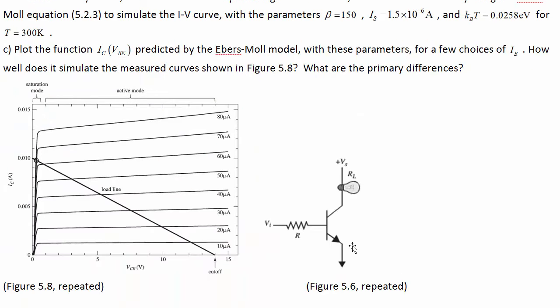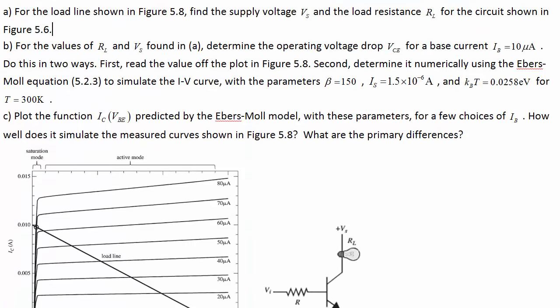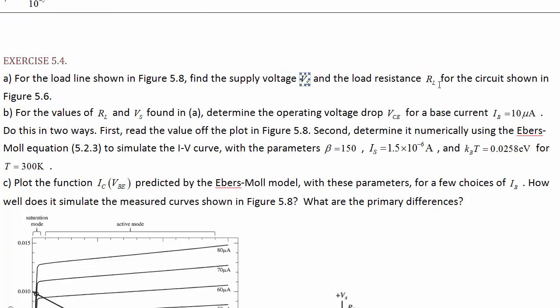Exercise 5.4, we're given this circuit, and we're given this set of characteristics for the transistor in the back, the characteristic curves, collector current versus collector emitter voltage, and we're also given this load line for the collector side of things. But what we're not told is what VS is or RL is. So part A says, for this load line, find the supply voltage and the load resistance.